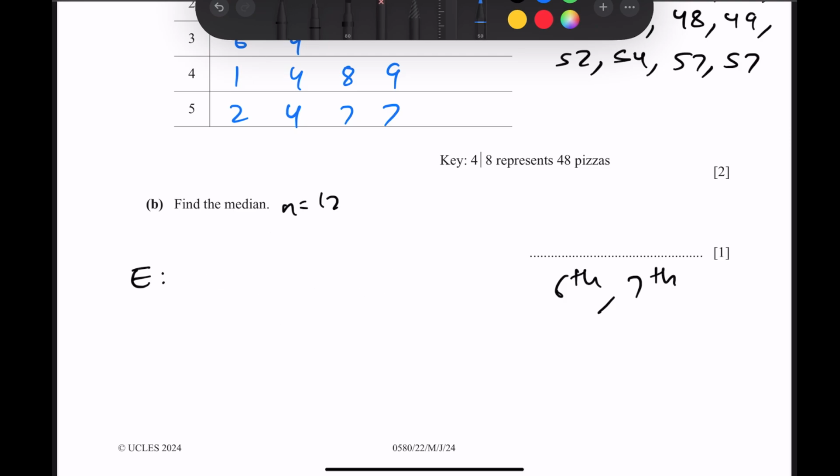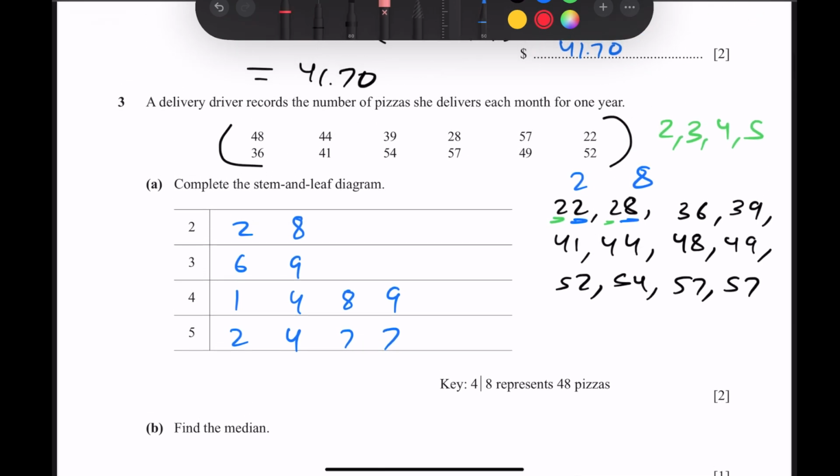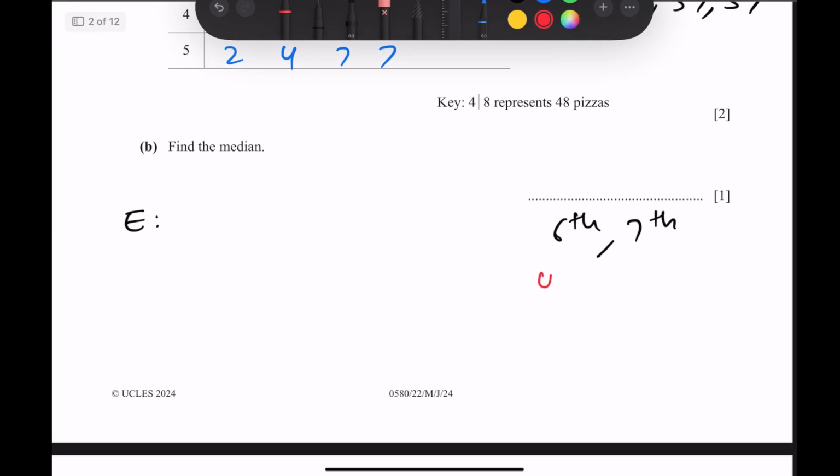So in this case, the 6th number, if we count from ascending order, 1, 2, 3, 4, 5, 6, is 44, and the 7th number is 48. This means that the average of these two numbers, 44 plus 48 divided by 2, is equal to 46. So 46 is your median.